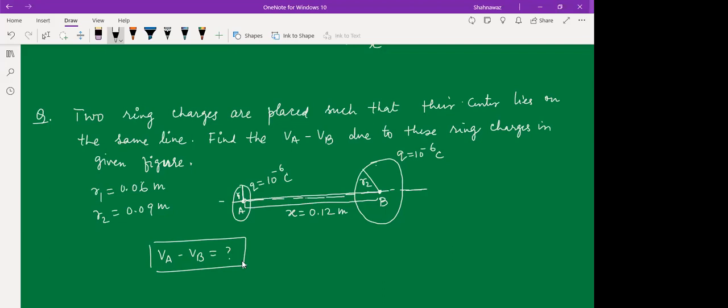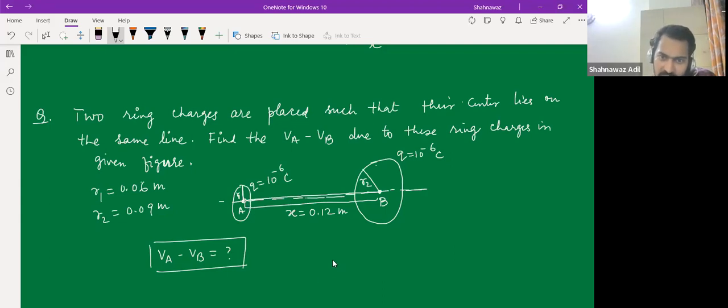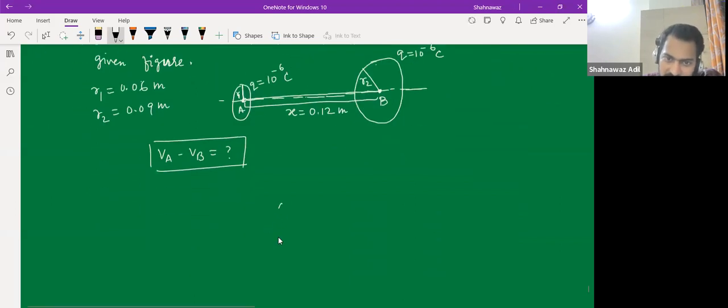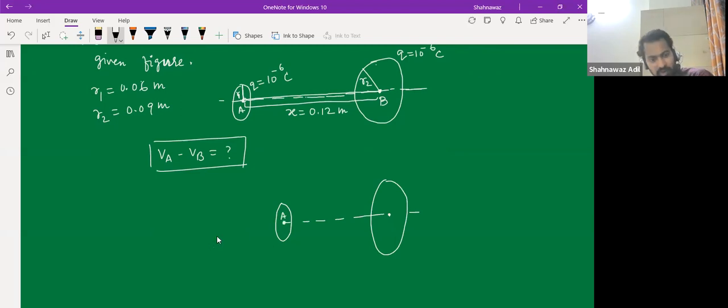Yes, sir. Okay, so when we want to calculate the potential at point A, how many contributions would there be for this point? How many contributions of potential at point A? Any guesses, guys?